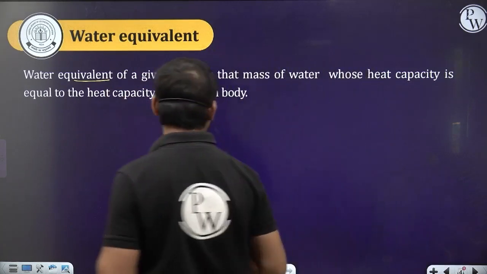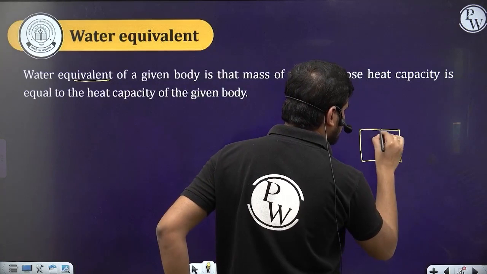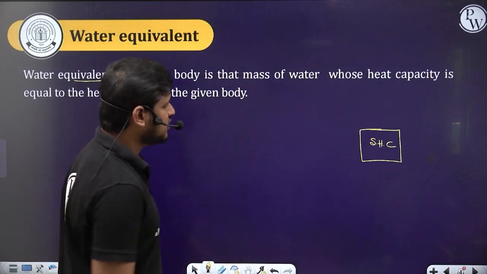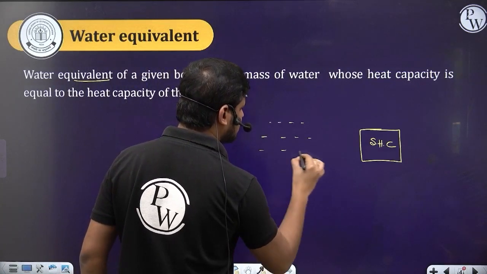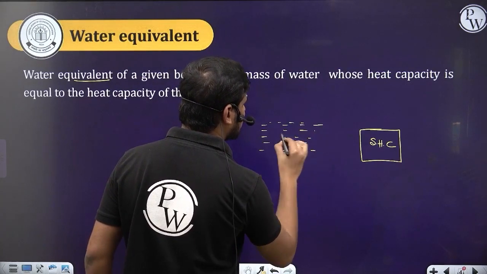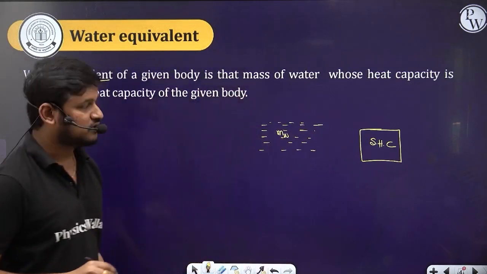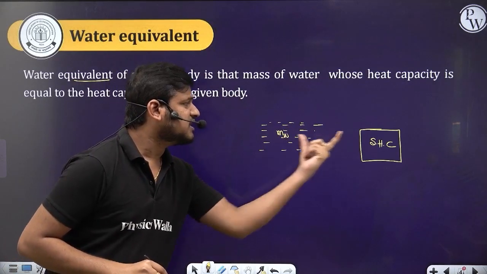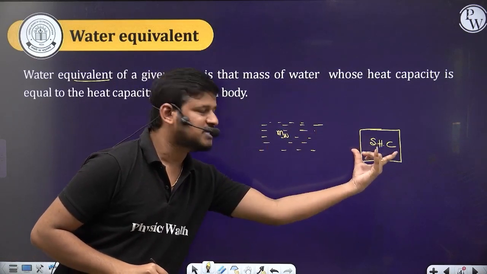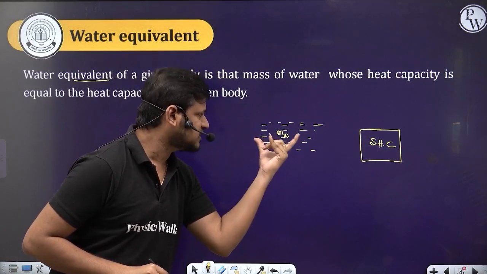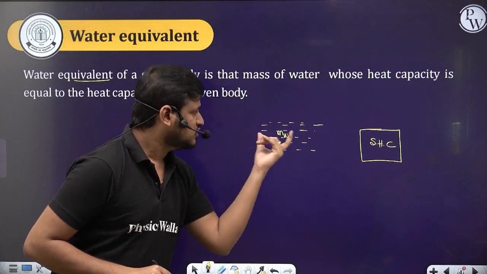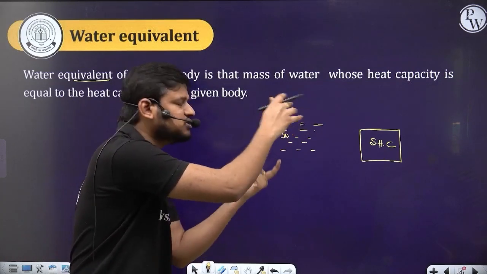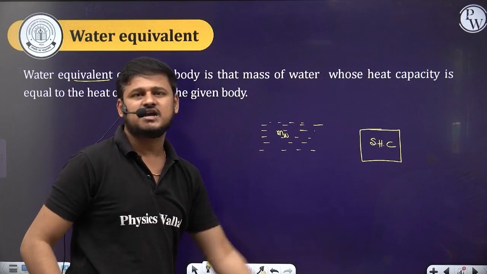Let me tell you clearly. Let's suppose you have a body here whose specific heat capacity is given. Now water equivalent means you have to take some amount of water. Let's suppose the mass of this water is mw. This mass of water should have the same heat capacity as this body, so you can substitute this water in place of this body. So how much water should you take whose heat capacity equals the heat capacity of the given body? That's it.